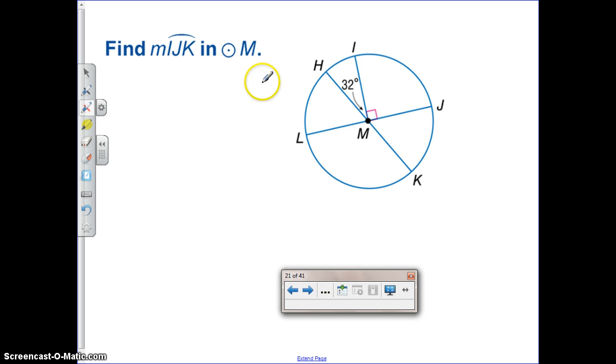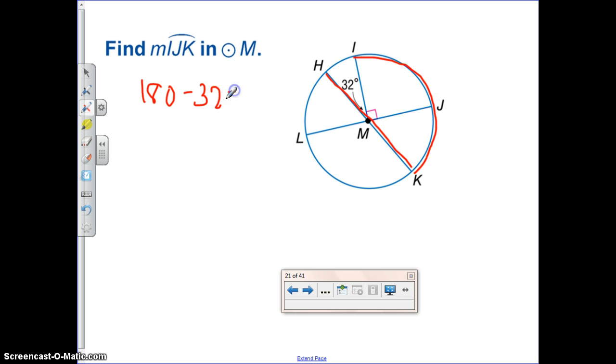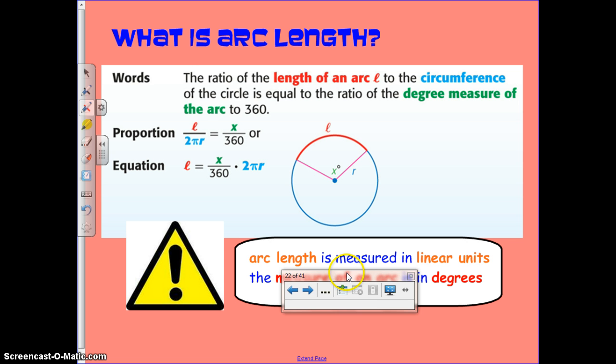All right, what about the measure of arc IJK? Well, here we have a semicircle for this half of the circle. So this whole thing is 180 degrees, and if we subtract 32 from 180 degrees, we can get our final answer of 148 degrees.